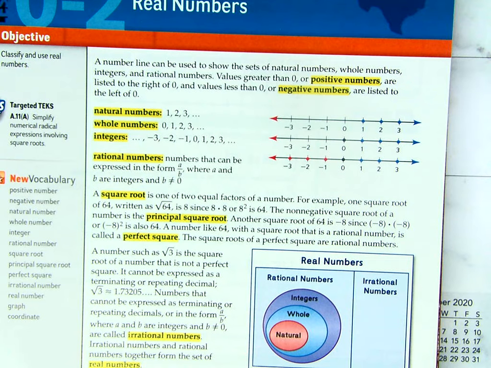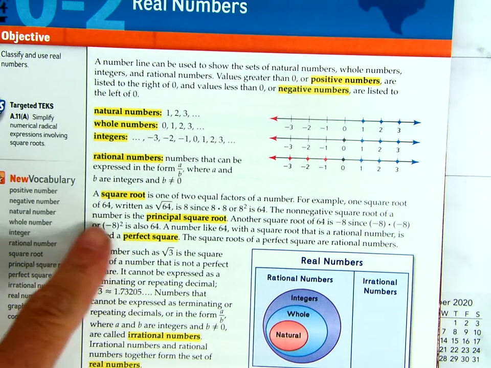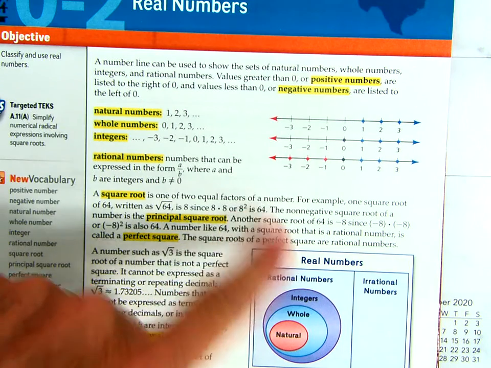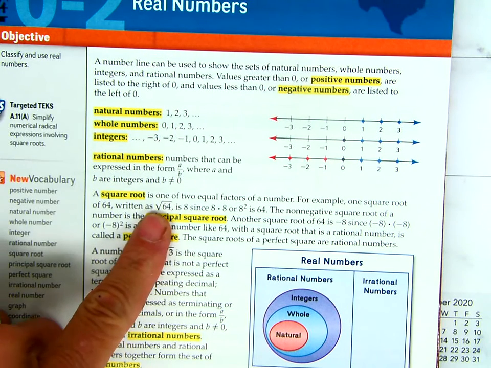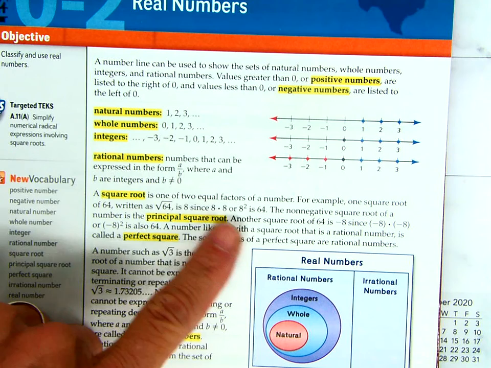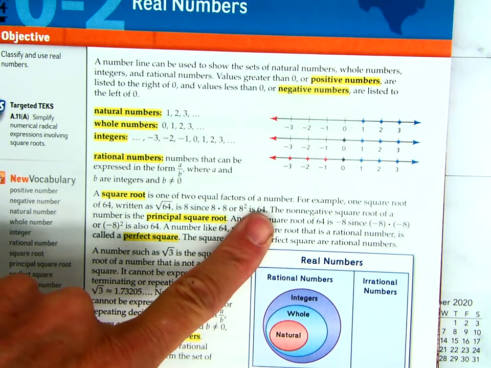Whole numbers. Excellent. Except B cannot equal 0. We'll talk about that in a minute. A square root is one of 2 equal factors of a number. For example, the square root of 64, written as square root 64, is 8, since 8 times 8, or 8 squared, is 64.